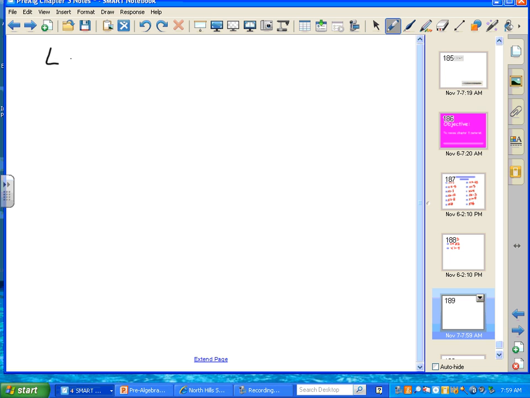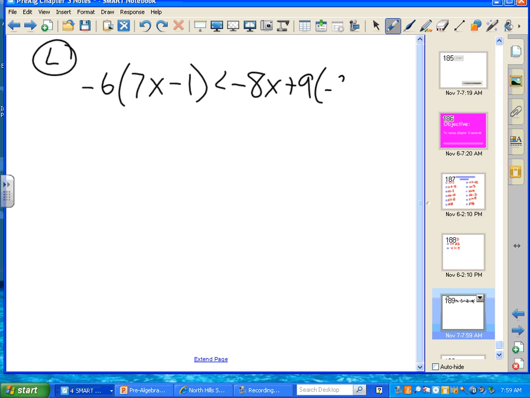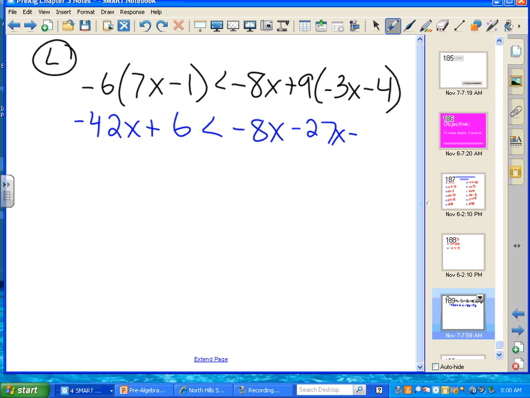Okay, letter L. Let me know when you find your mistake. We have -6 times (7x minus 1) less than -8x plus 9 times (-3x minus 4). First thing we need to do here is distribute. Watch the negatives. Distributing the -6 through, we have -42x plus 6 less than. Drop down the -8x, multiply the +9 through, so -27x minus 36.